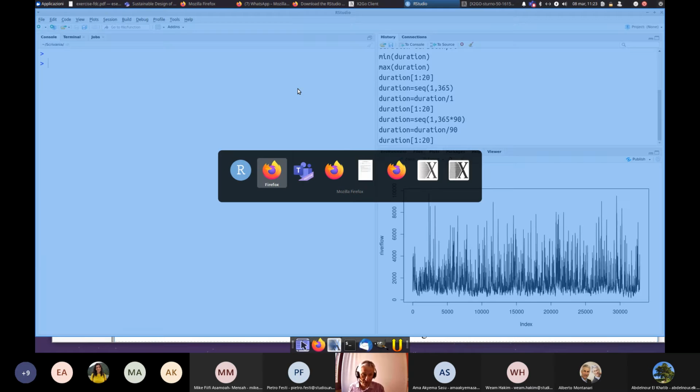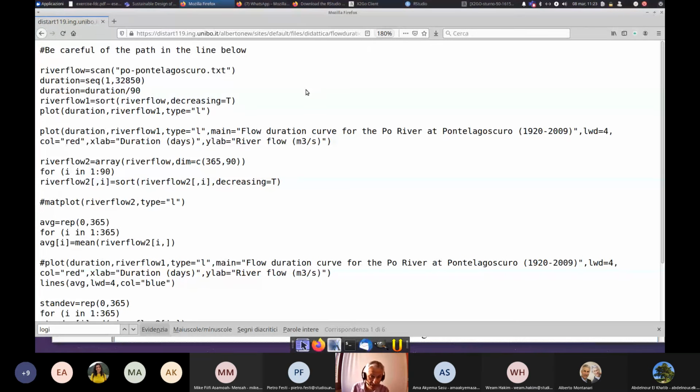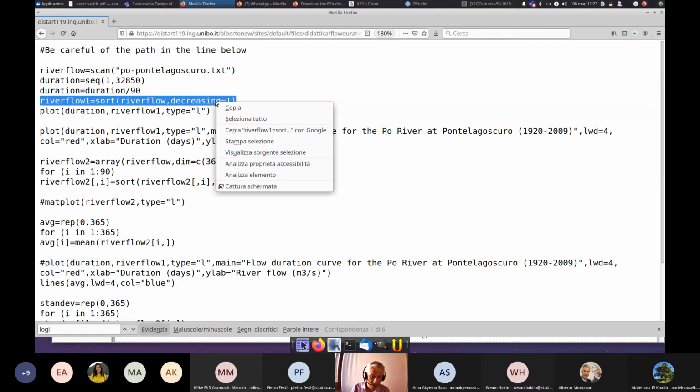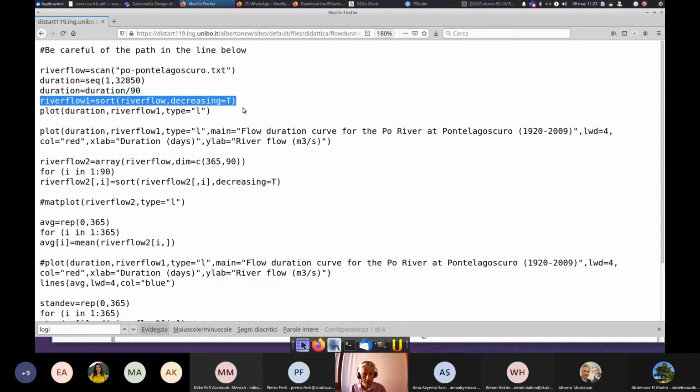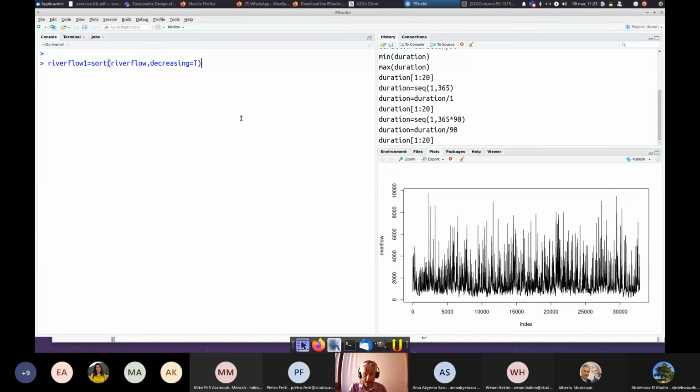Let me move forward by referring again to the web page. And remember, I have to sort my river flows from the highest to the lowest. Let me copy this instruction, copy it in the R console, and let's look at the function here. I am creating a new variable, river flow one, which I obtain by sorting river flow, decreasing equal true, which means from the highest to the lowest.